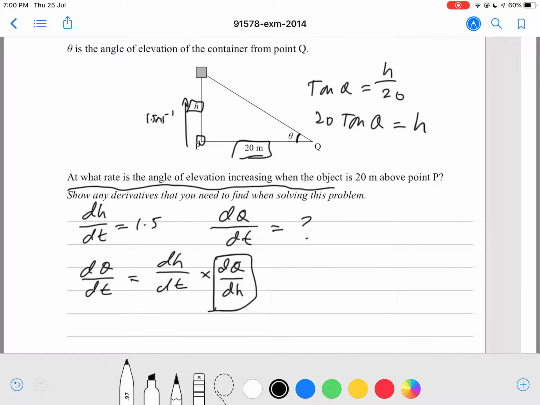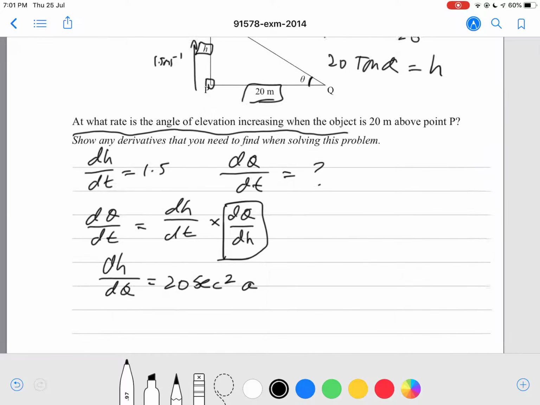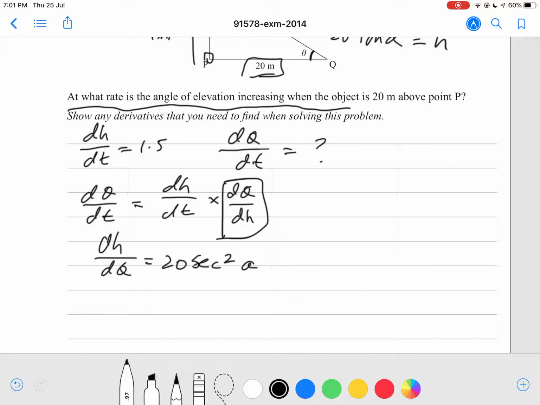So therefore, if we differentiate this, we'll get dh over d theta. However, we want d theta over dh. So basically we're going to differentiate 20 tan theta, and then find the inverse of it. So dh over d theta, that gives us 20 times sec squared theta, since tan differentiates to sec squared. So that's what dh over d theta is.